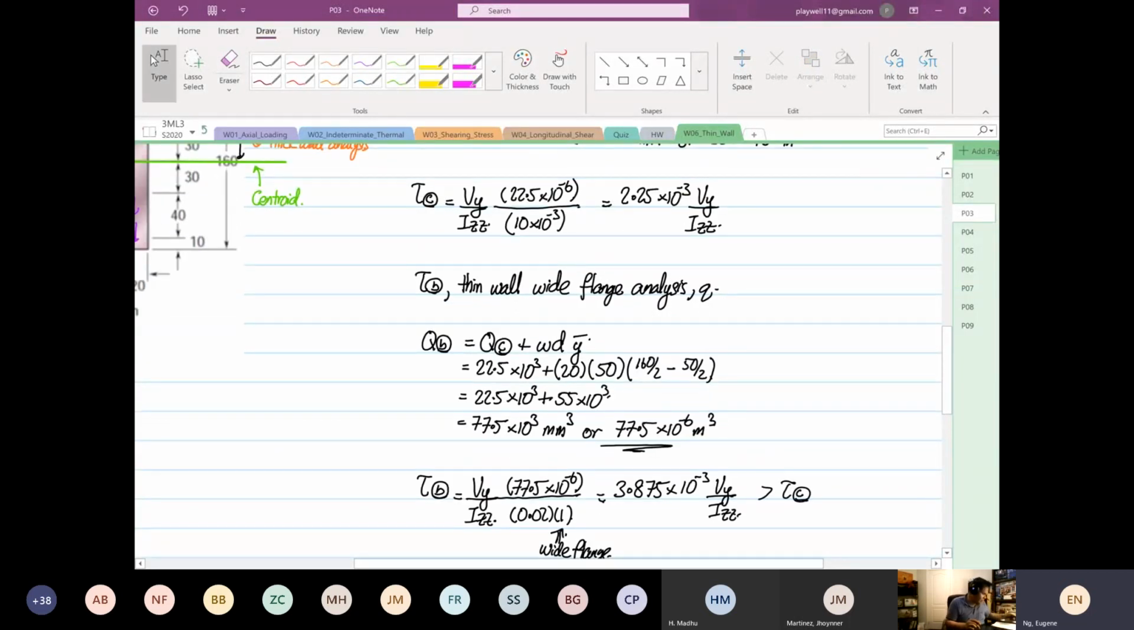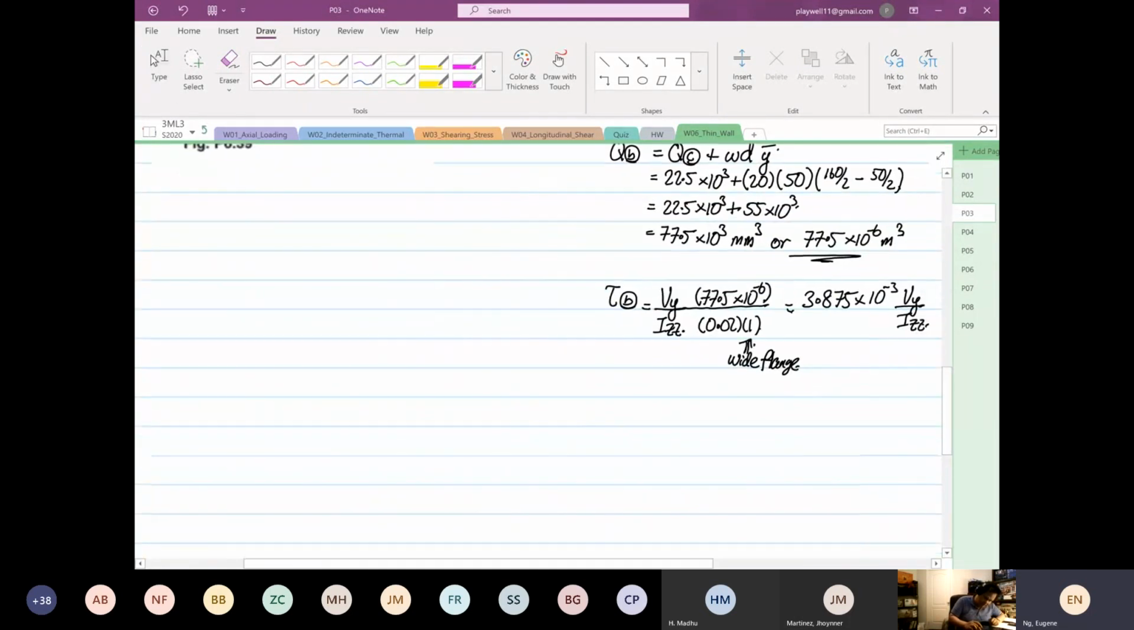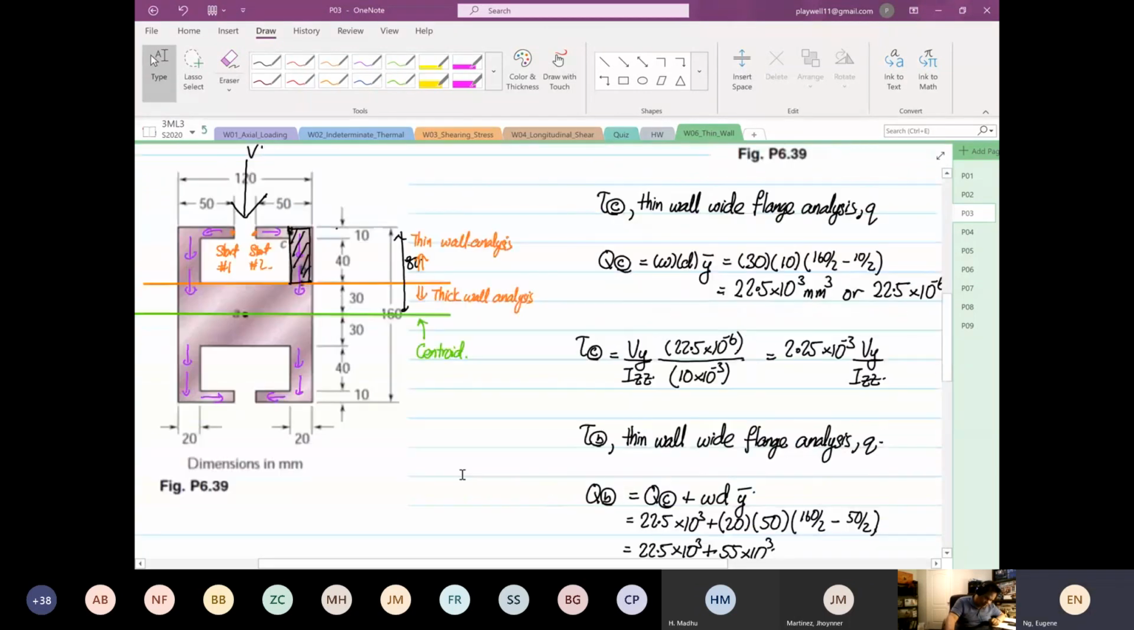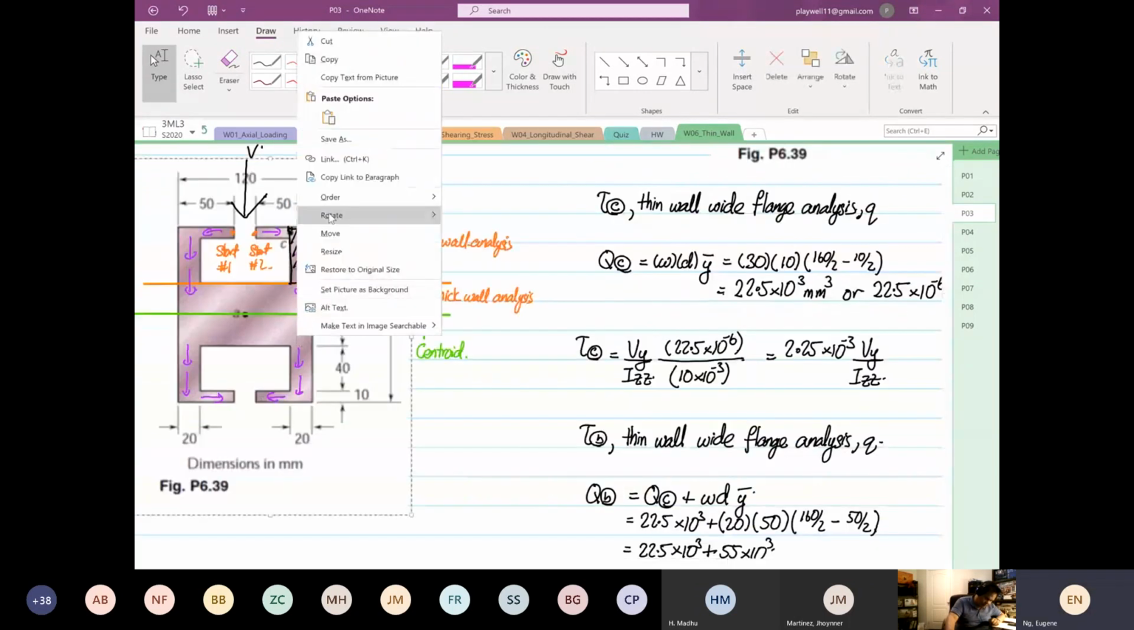Then the last one, we need to look at the stress at A. So the stress at A. Let me copy this whole thing down.